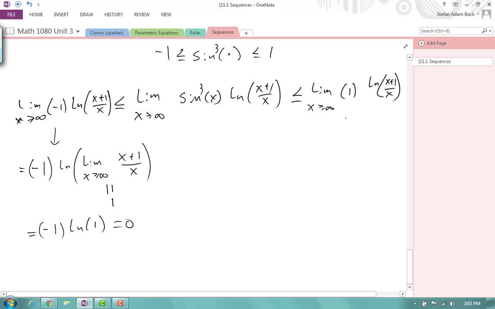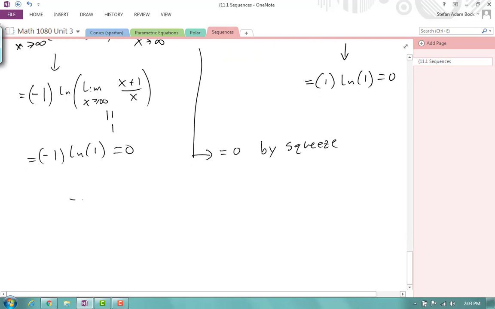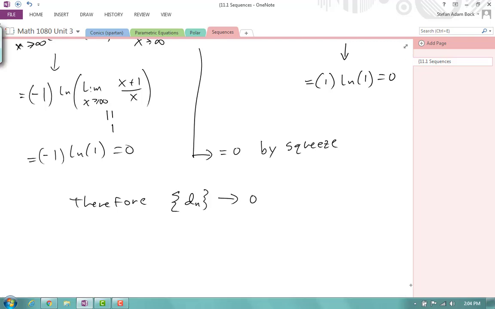And similarly, the other side, I have exactly the same result, except I have a 1 times the natural log of 1 as my bottom line, which is still equal to 0. So since I have a 0 on the right and a 0 on the left, this must be equal to 0 by the squeeze theorem. Therefore, since that limit existed, d sub n converges to 0.